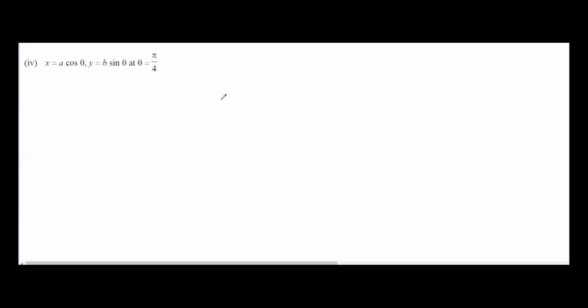So what is my first step? My first step should be to eliminate the theta. How can I eliminate the theta? From here I am getting x is equal to a cos theta and y is equal to b sin theta. I have to find d2y by dx square. So I will eliminate this theta. Why? Because that parameter is unnecessarily coming in between.